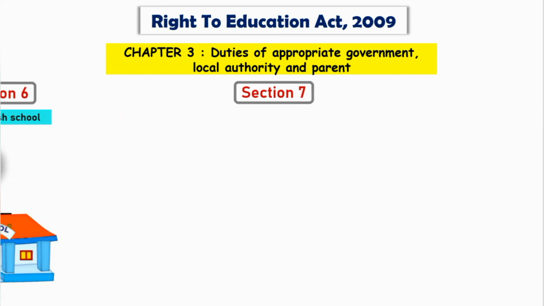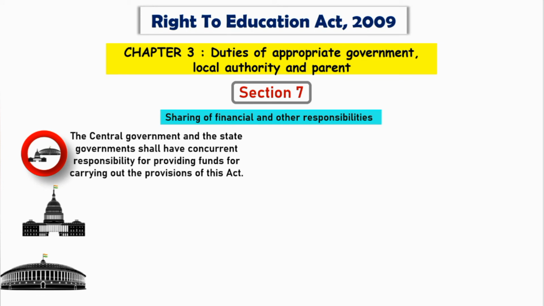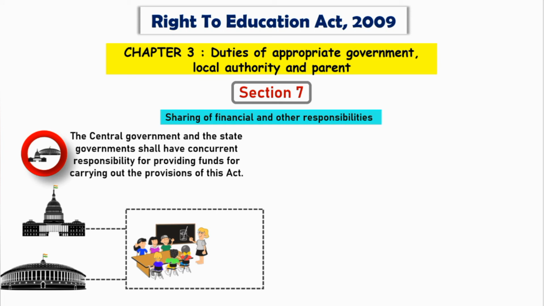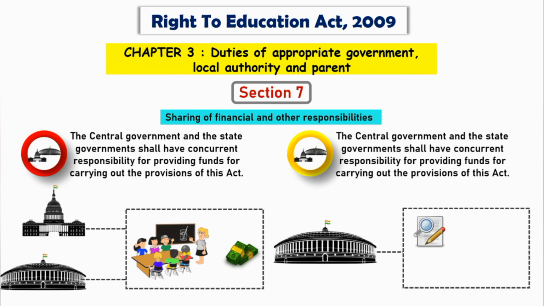Section 7 tells it is the duty of both state and central government to provide free and compulsory education and sanction funds for the proper functioning of this act. The central government shall develop a framework for the national curriculum, develop standards for teacher training, and provide technical support and resources to state governments for promotion and planning.